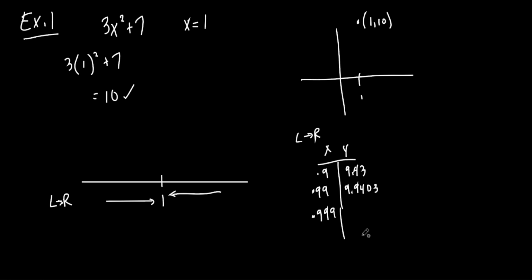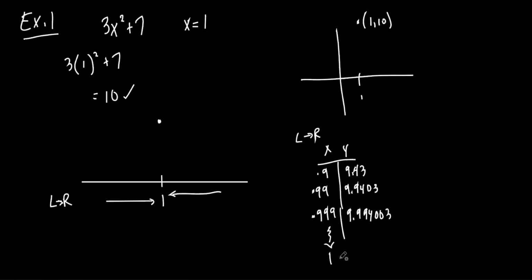So if I put 0.999 in there, you get 9.994003. See how it's getting closer and closer to 10? If I put 0.99999 or whatever, you get even closer to 10. So what's happening here? As I get closer and closer to 1, what happens to the y value up here? It gets closer and closer to what? To 10, right?